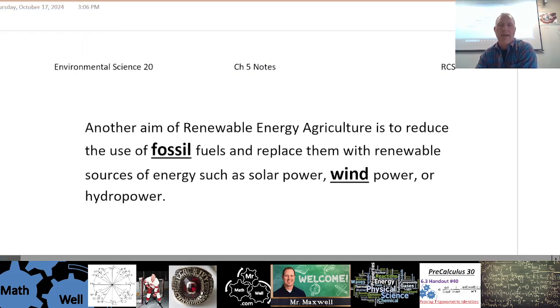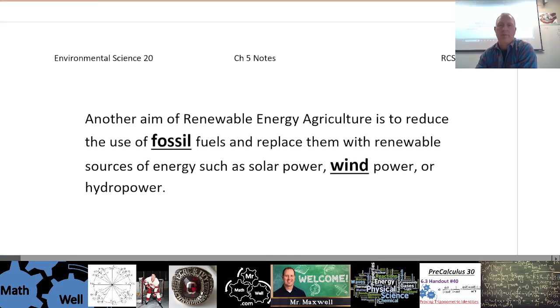All right, another aim of renewable energy agriculture is to reduce the use of fossil fuels and replace them with renewable sources of energy. This is a bit of a common theme here in this class, right? Such as solar power, wind power, or hydropower. So we're talking about renewable energy agriculture. That is a big part of what the goal is there too.